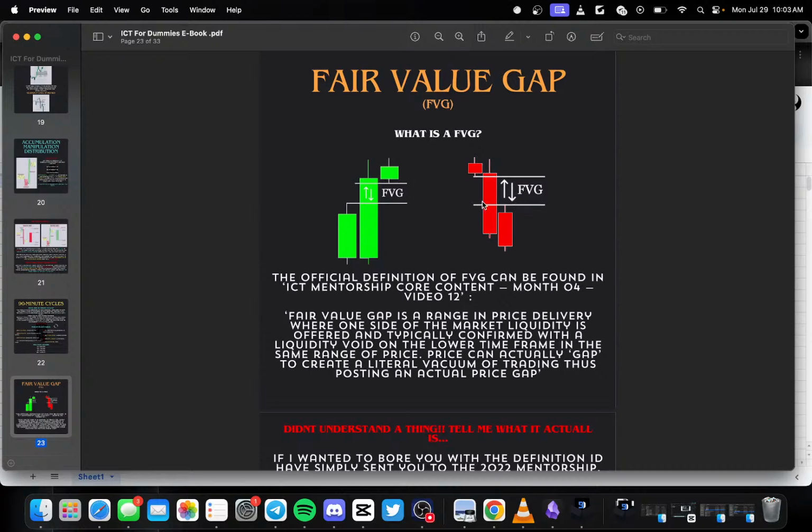Same with the bearish candles. It would be one big bearish candle in the middle. It doesn't have to be all 3 bearish or all 3 bullish. It can just be one big bullish candle in the middle, one big bearish candle that creates this inefficiency. Then price comes up, rebalances it, and runs from it.